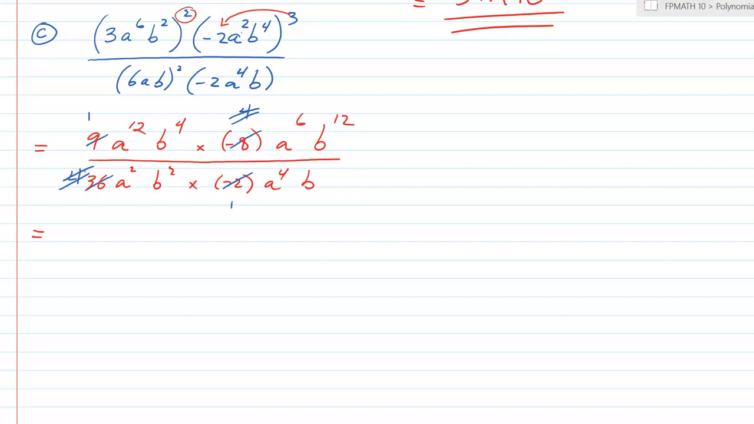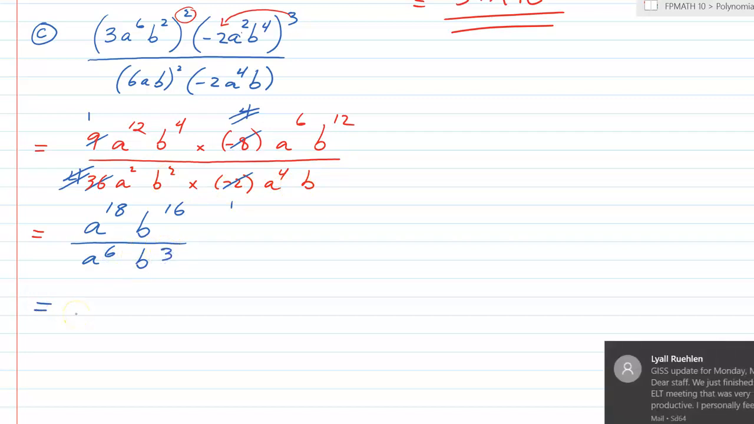Let's do the top first. Let's just simplify the top. a to the 12 times a to the 6, that is a to the 18. And then b to the 16. Multiplication, same base, add the exponents. That's what that is. Denominator, a squared times a to the 4th, that would be a to the 6. b squared times b, that would be b to the 3.